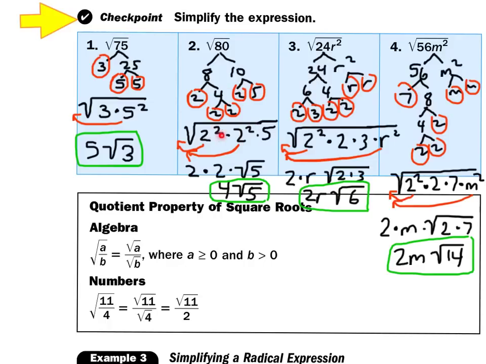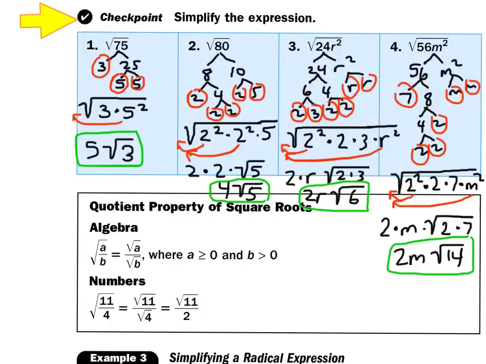Remember, anything to the second power gets out of the radical. It's like getting out of jail, but they have to pay the price. They're going to lose their power. So 2 to the second power comes out and becomes a 2. This 2 to the second power comes out and becomes a 2. And then the square root of 5, the 5 is stuck there. They can't get out. So then 2 times 2 makes 4. So it's 4 radical 5, and that's as far as you can go.